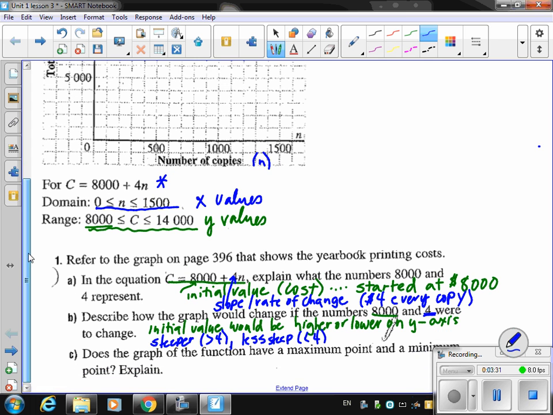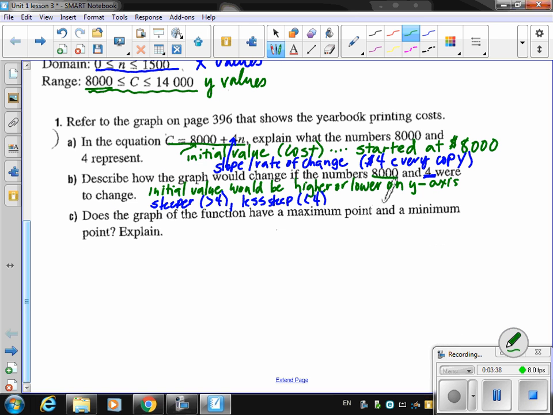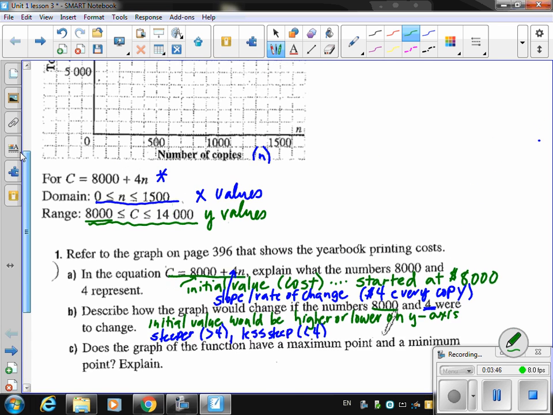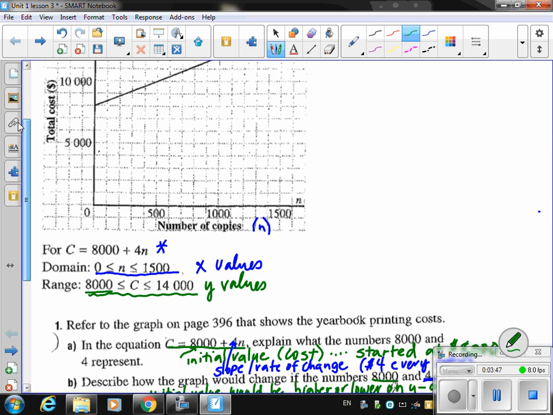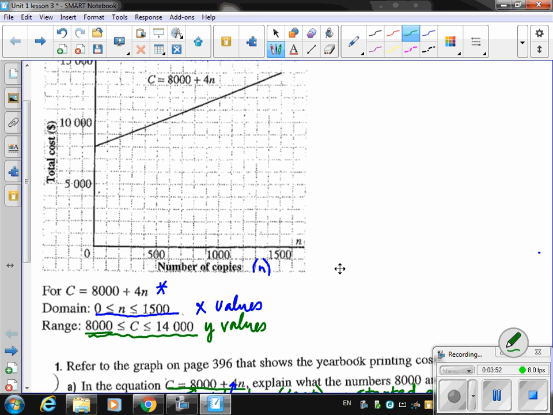Does this graph of the function, notice that it is a function. I could draw a vertical line anywhere along that line and it would only hit in one place. Does it have a maximum point and a minimum point? Well, technically, it keeps going on and on forever, except that our range says, we're going to stop right here. We're not going to make any more than 1,500 copies. Maybe they only have 1,500 students.